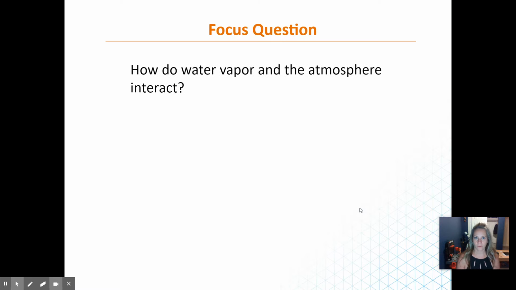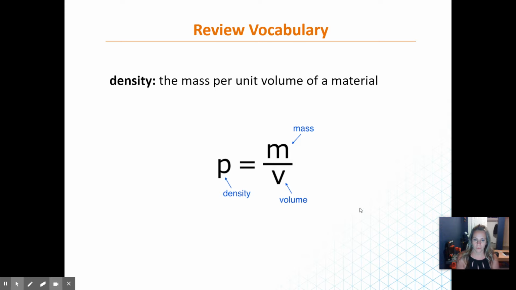Hello and welcome to lesson 2, which is the properties of the atmosphere. So basically the focus question I want you guys to think about today: how do water vapor and the atmosphere interact? So we'll talk all about that today. So a review, density, and we'll talk about the density of air today. But density is equal to mass divided by volume. So you can see P represents density, and that's equal to mass divided by volume.